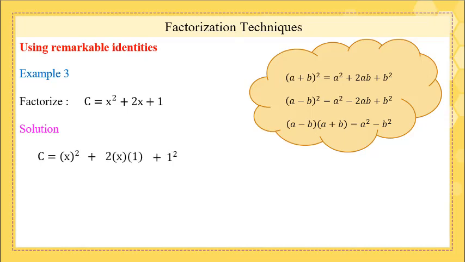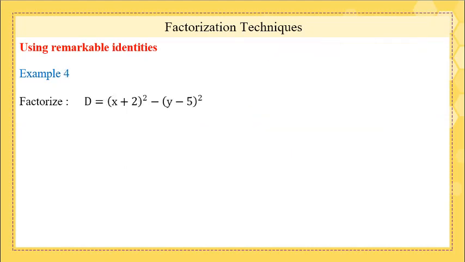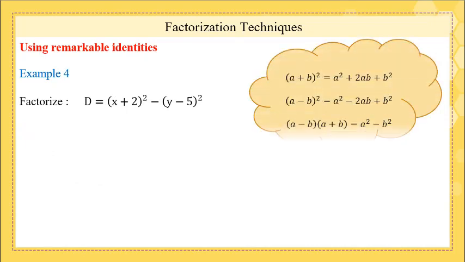Then we write the final term 1 to the power 2, 1 squared, and then check the middle. In the middle we have 2 times x, the first term, times 1, the last term. So we have x plus 1 squared, according to the identity a plus b squared equals a squared plus 2ab plus b squared.